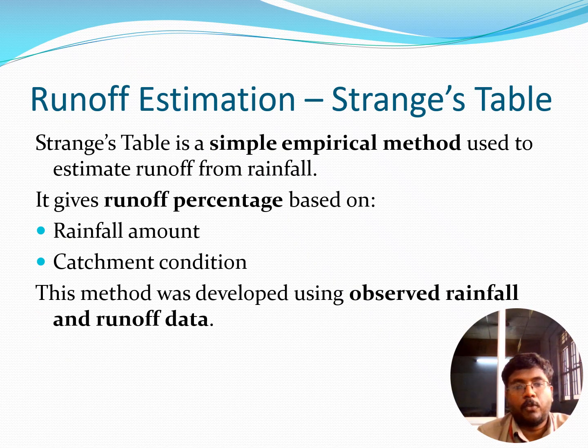Next we see about the runoff estimation using the Strange table. The Strange table is widely used as an empirical tool of hydrology to estimate the volume of water that will flow from a catchment area into a reservoir or pond for a given specific amount of rainfall. It is primarily used for small to moderate watersheds to design irrigation and storage structures. It gives runoff percentage based on rainfall amount and catchment conditions.